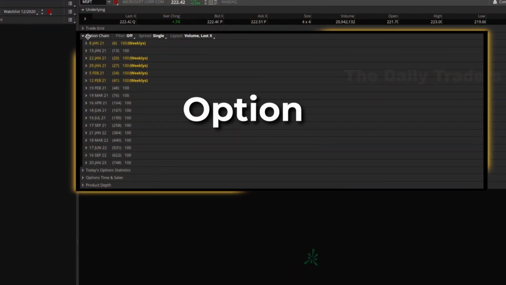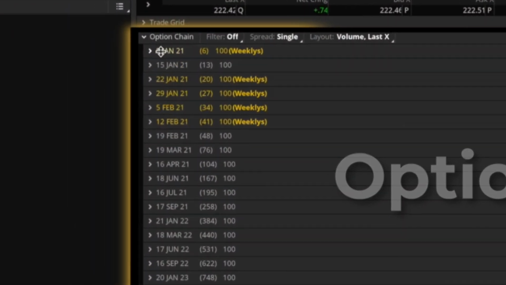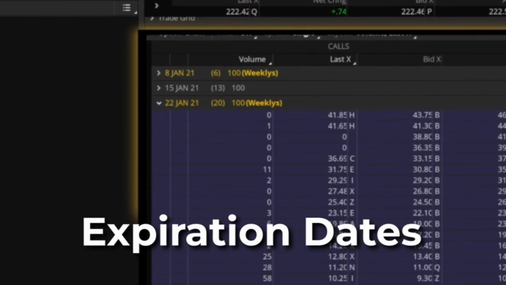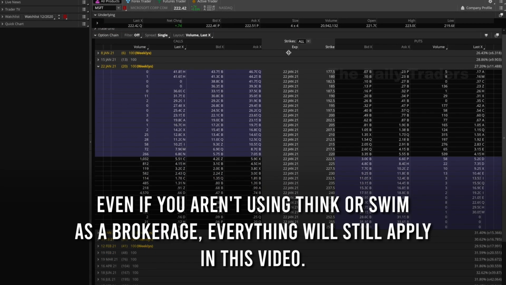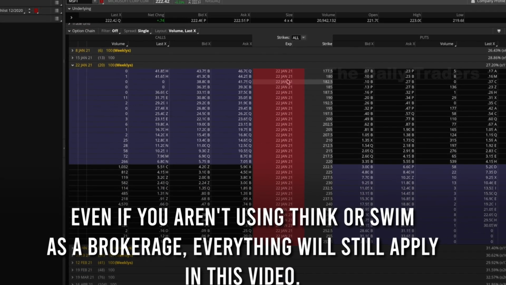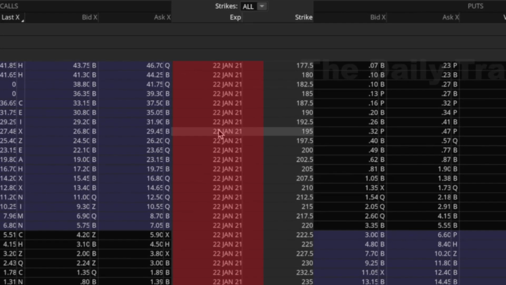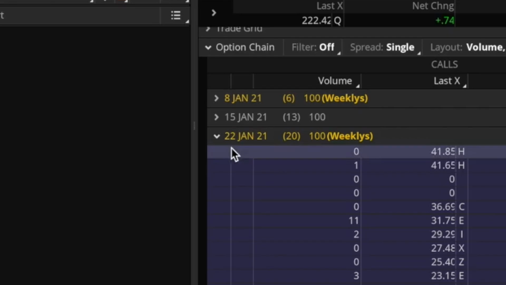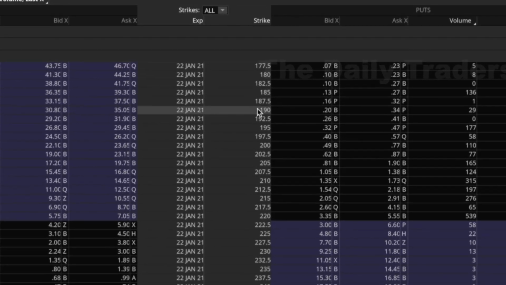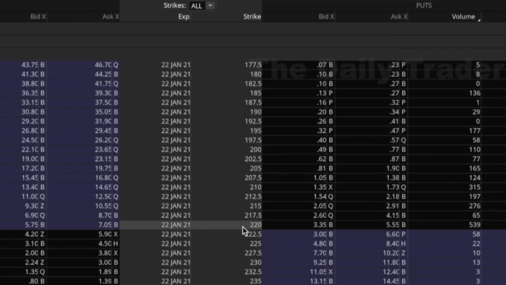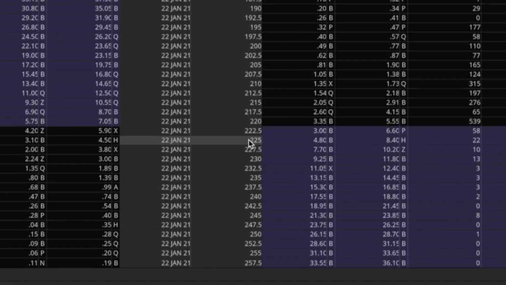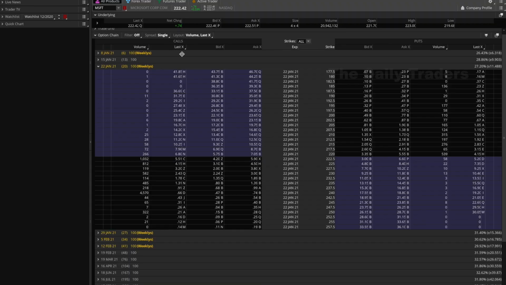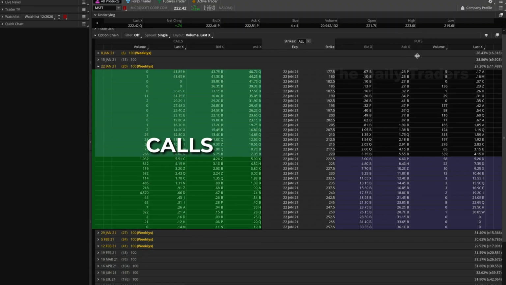So I'm going to go into the option chain, and we've got right here our expiration dates. This might look kind of overwhelming. I just want you to focus on a couple of things. In the middle, right here, we've got our expiration date. These are the January 22nd calls. As you can see, I picked right here. And then on the right, we've got our strike price. For example, $220, $222.5, $225. On the left side, these are calls. And then on the right side, these are puts.